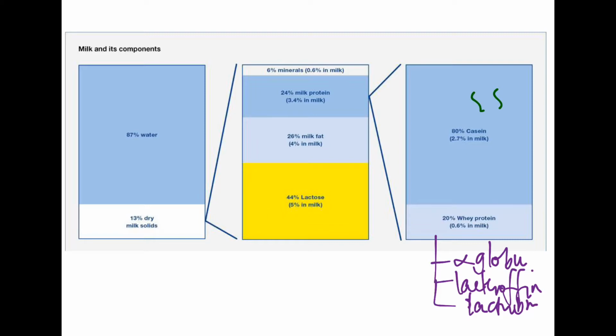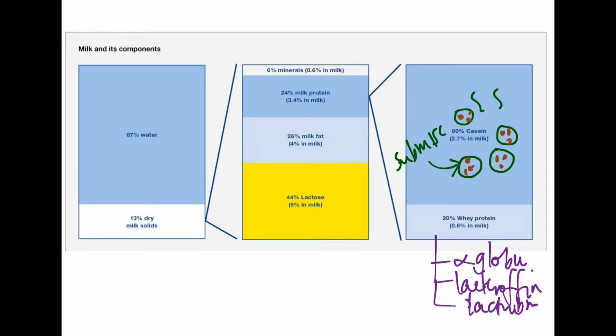Now, casein proteins come together to form little micelles called submicelles. So this would be a submicelle. Okay, and in the submicelle we have our calcium and our phosphorus.